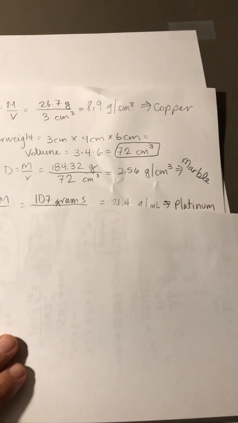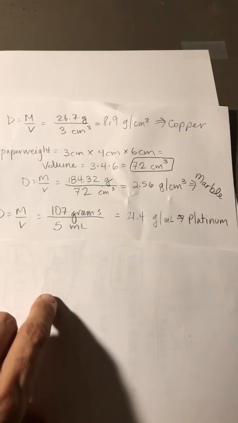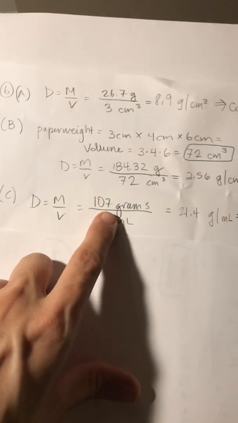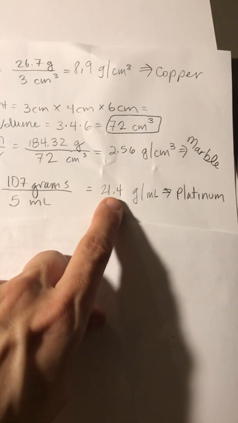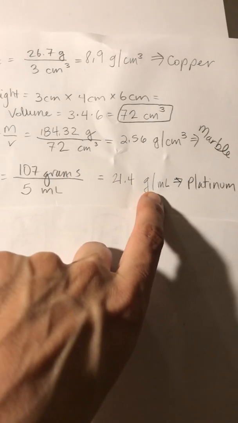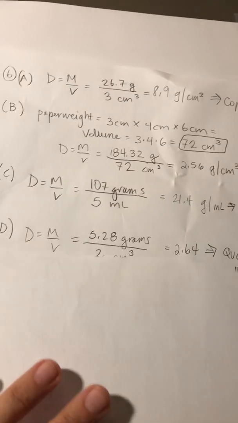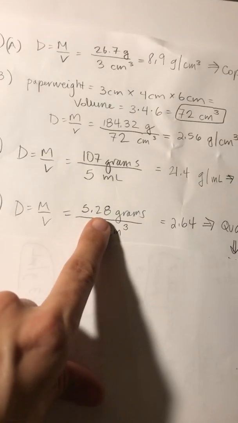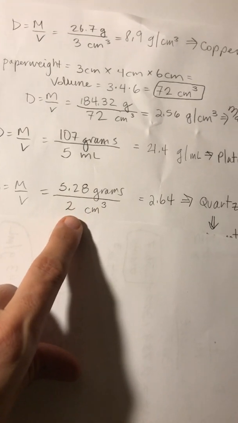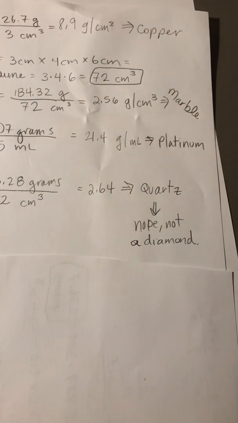Okay, part C says, playing in a play pit of a restaurant, you find a ring. The mass is 107, the volume is 5 milliliters. So I get an answer, 21.4 grams per milliliter, and that happens to match platinum. Pretty neat. Okay, D, last but not least, let's see if we found a diamond. The mass was 528. The volume was 2 cubic centimeters. That unfortunately matches quartz, not diamonds.